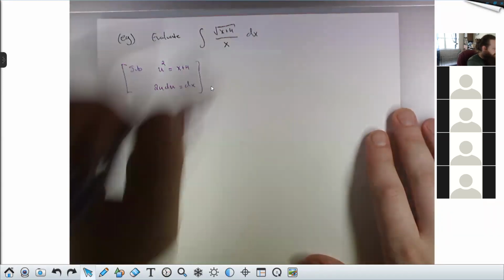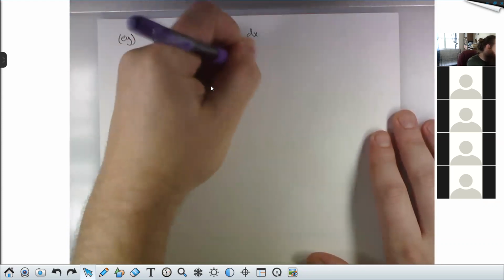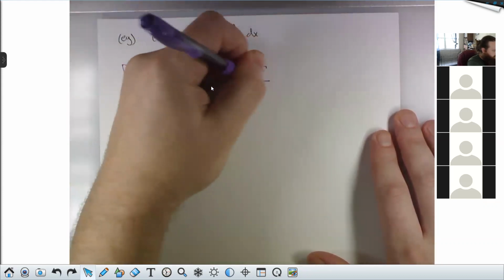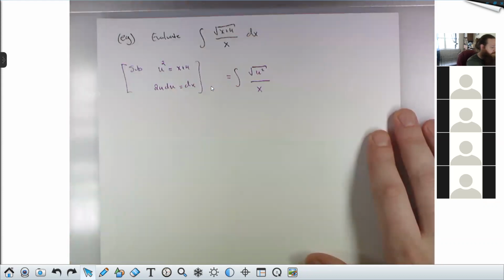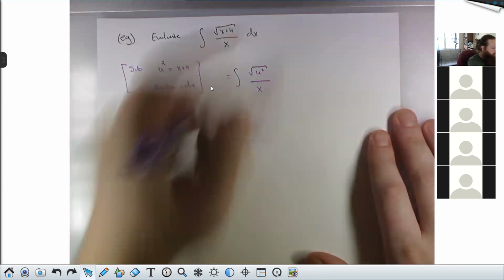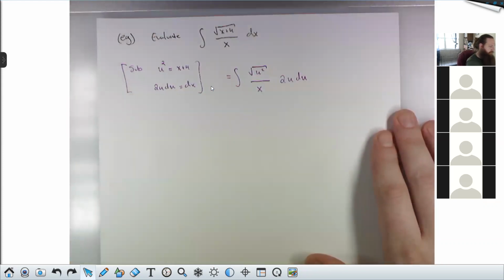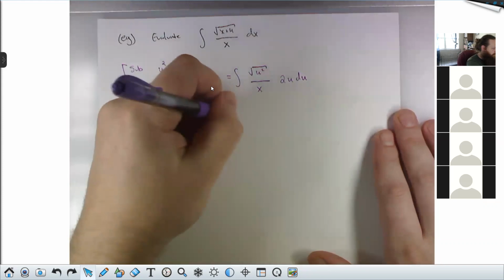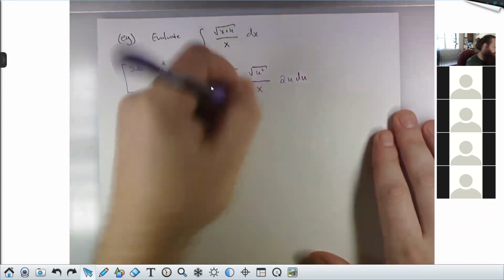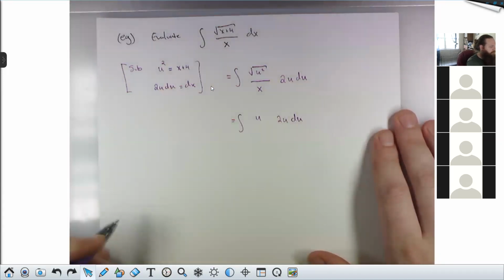The x downstairs, so here's what we get if we start plugging this stuff in, right? I would have the square root of u squared upstairs. Downstairs here, I'll leave the x as x because maybe we don't know what to do for this. And dx is 2u du. So I have here a 2u du. Upstairs, the square root of u squared is just u. And then I still have this 2u du over here.